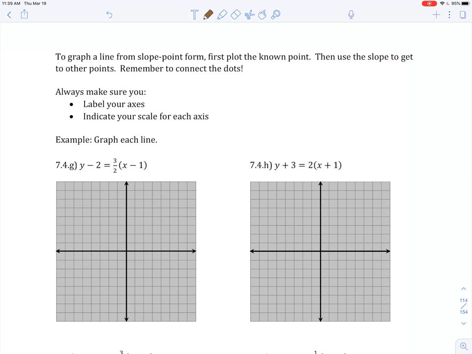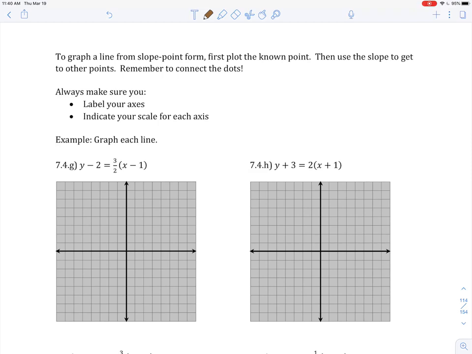What? Okay, so we are going to take a look at how to graph a line from this slope-point form. So first of all, we are going to plot that point that we could figure out from our equation. Then we're going to use the slope to get to the other points, right? Slope is just rise over run. And then we're going to connect the dots like we've all been practicing since elementary school.